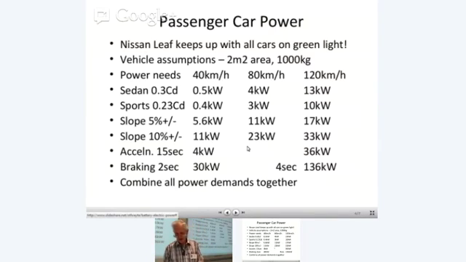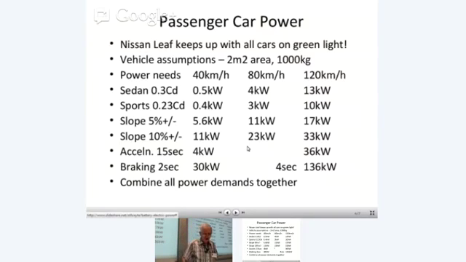If you go at 80 kilometres an hour, it goes up to 4 kilowatts, and if you go at 120 kilometres an hour, about 13 kilowatts. And notice how that power is climbing fairly quickly. That's because it's a cubic relationship. In other words, if you double your speed, you need 8 times the amount of power.